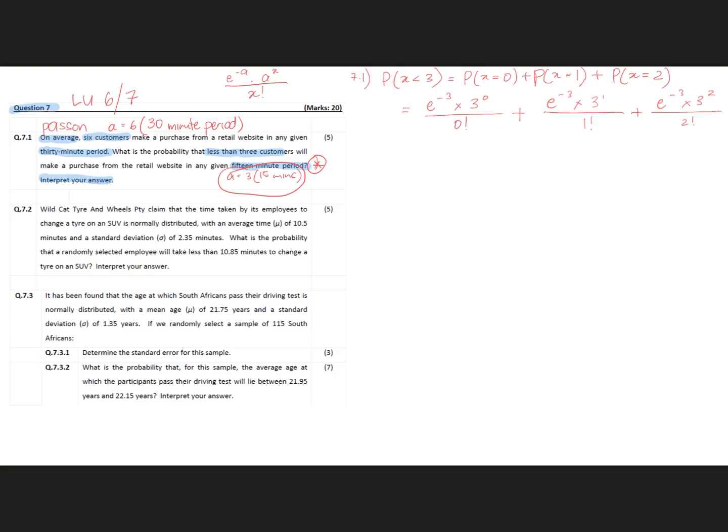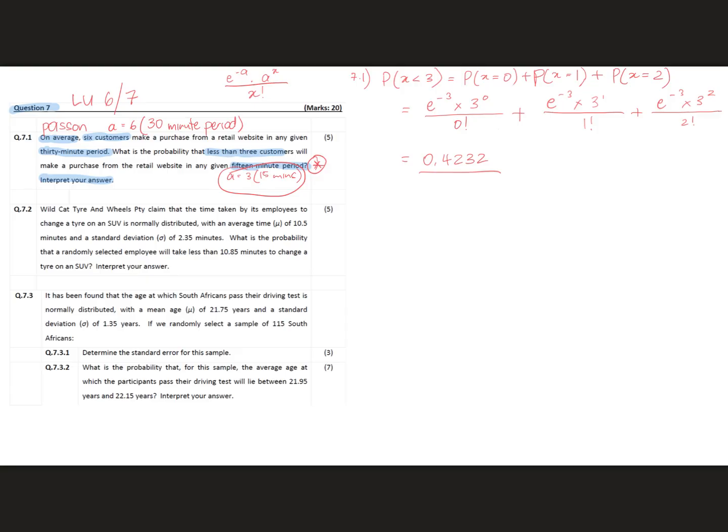So once you put that into your calculator, it will give you an answer of 0.4232. Please always leave this as 4 decimals. And then in your interpretation, you will convert it to a percentage to 2 decimal places. So here, your interpretation, you can literally just look at the question and use this to interpret. So literally take what the question was asking you and just convert it so that it reads as a closing statement. And remember, this was looking at the probability that less than 3 customers will make a purchase from the retail website in that 15-minute period.